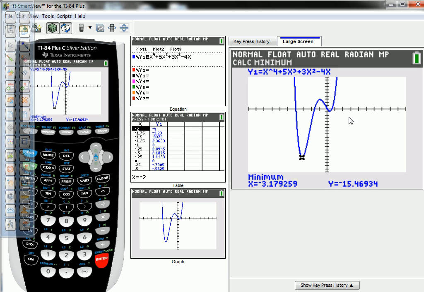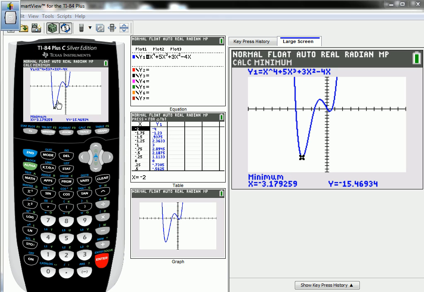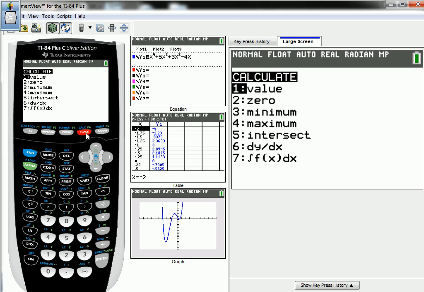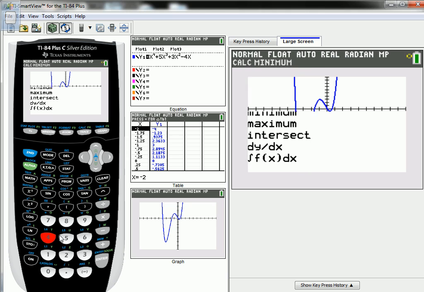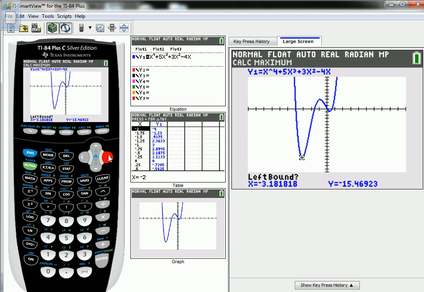Okay, so let's go ahead and go through the process. I'm going to find this max right here next. So make sure you hit second, trace, and choice 4. That's max. So we go just to where we're on the left side of the max. So I got really close to that peak. And I'm going to hit enter.